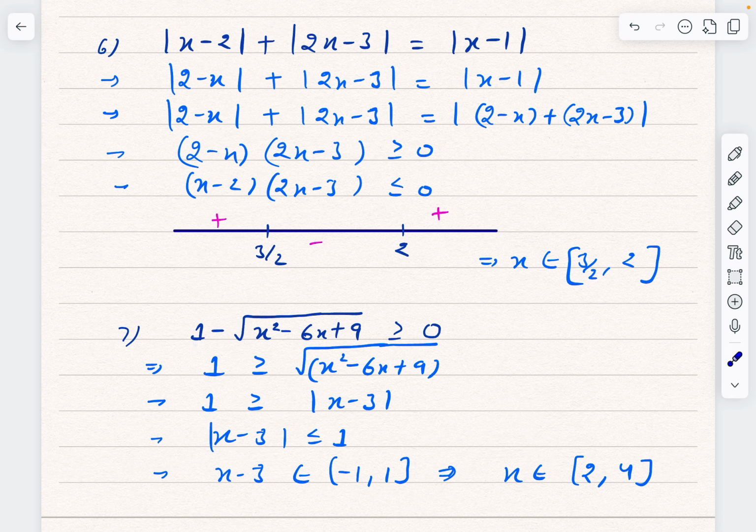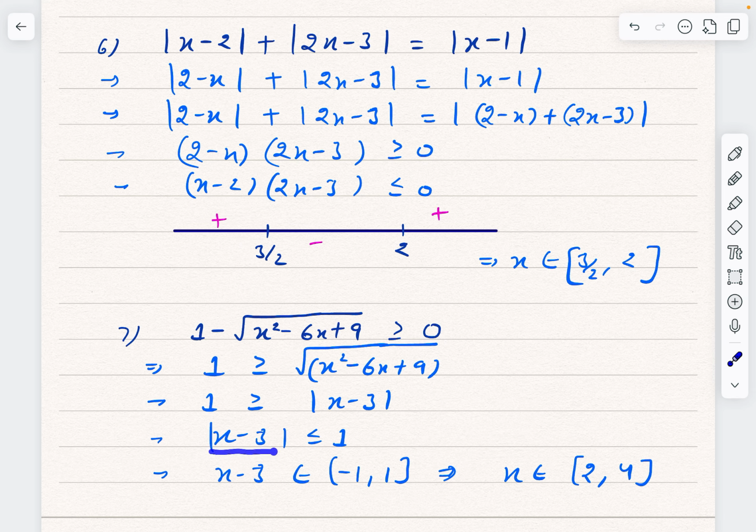1 minus square root of x square minus 6x plus 9 greater than or equal to 0. So 1 is greater than or equal to square root of x square minus 6x plus 9. You see, this thing is nothing but (x minus 3) whole square. And when we cancel the square and root, there will be a mod here. So we get 1 greater than or equal to |x minus 3|.